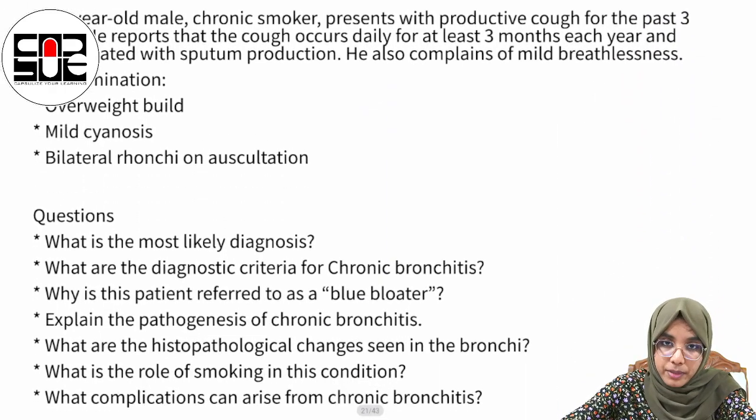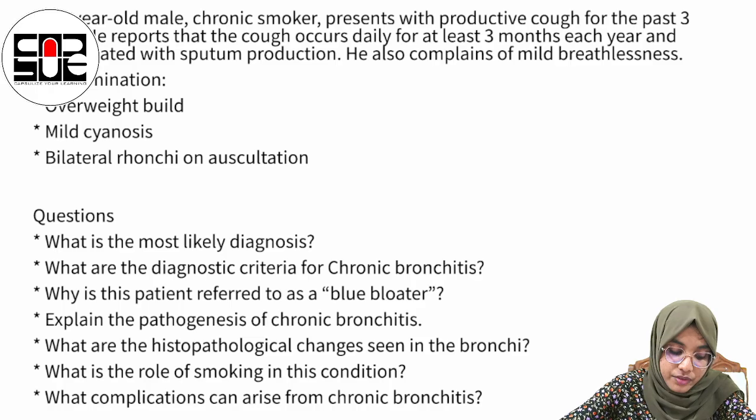A 50-year-old male who is a chronic smoker presents with productive cough for the past 3 years. He reports that the cough occurs daily for at least 3 months each year and is associated with sputum production. He also complains of mild breathlessness. On examination, he has an overweight build, mild cyanosis, and bilateral bronchi on auscultation.